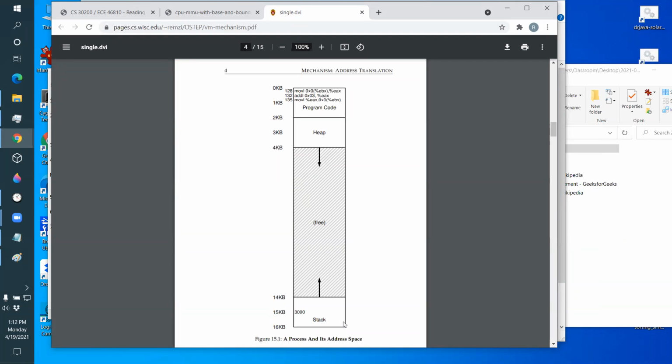So if you increase the bound, if the heap grew and hit the stack, they tried to do this in the old days and it didn't work. That's why they invented this multiple base and bounds. If the heap hit the stack, you could ask for a larger bounds, but then you'd have to push your stack down to make room for the heap, which is nearly an impossible thing to do. The stack is way too complicated to just move it.